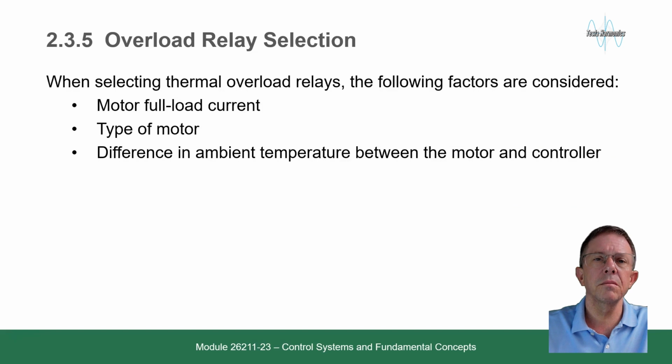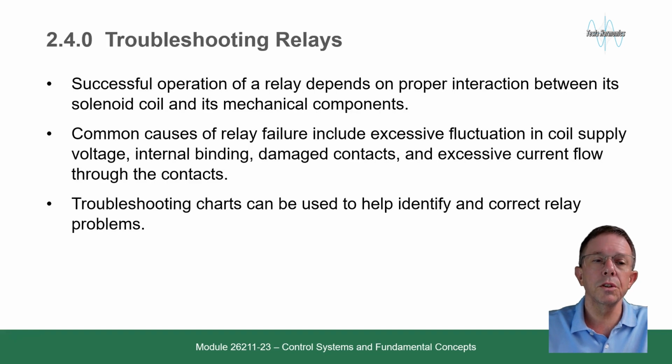Overload relay selection. When selecting thermal overload relays, the following factors should be considered: motor full load current, type of motor, and the difference in ambient temperature between the motor and the controller. Troubleshooting relays. Successful operation of a relay depends on proper interaction between its solenoid coil and its mechanical components. Common causes of relay failure include excessive fluctuation in coil supply voltage, internal binding, damaged contacts, and excessive current flow through the contacts. Troubleshooting charts can be used to help identify and correct relay problems.